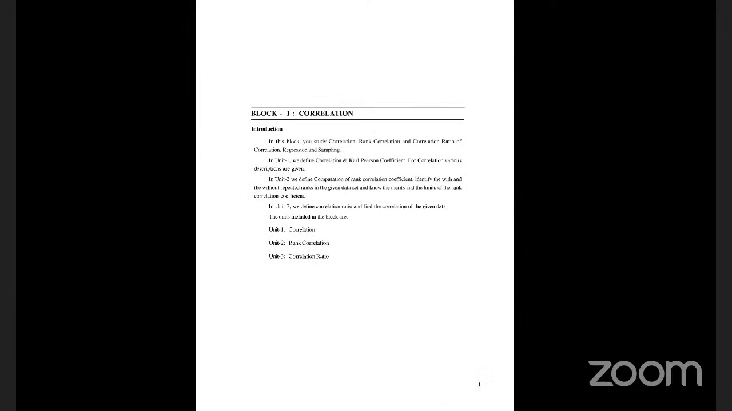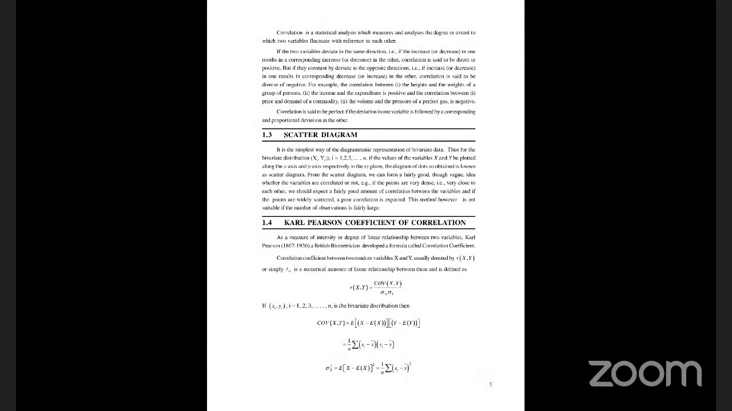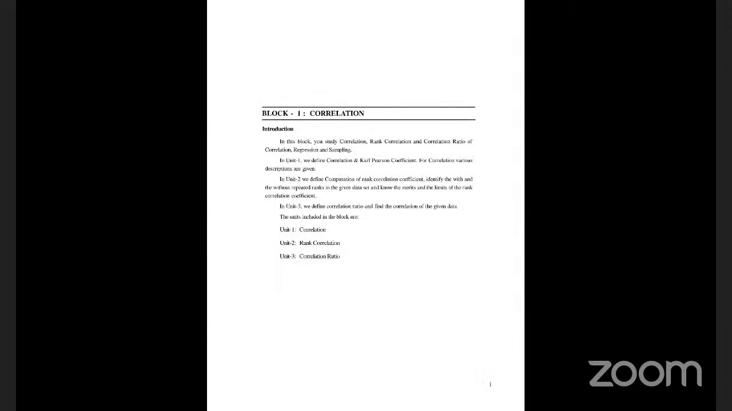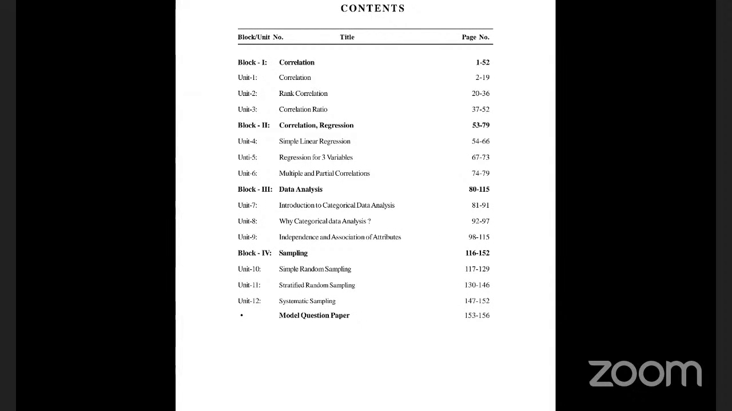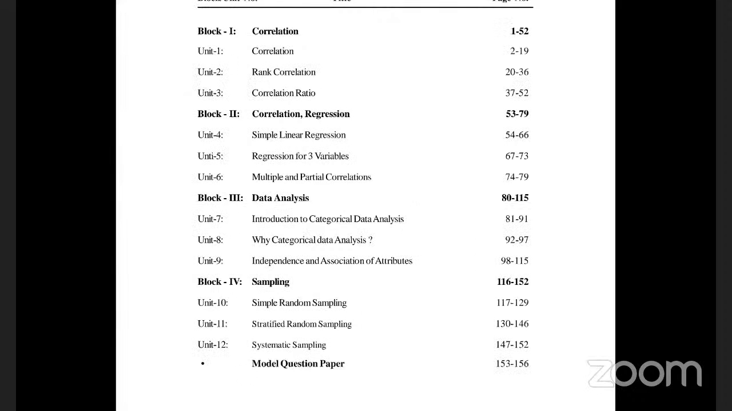Now we are in the last class. Once again, I will show you what we discussed previously and what we want to discuss now. This is an overall summary of what we discussed over the last few days. Here there are correlation, rank correlation, and correlation ratios: three topics on correlation.